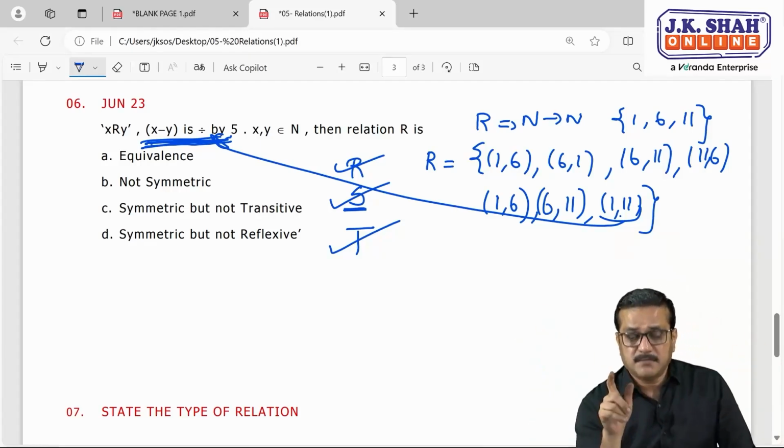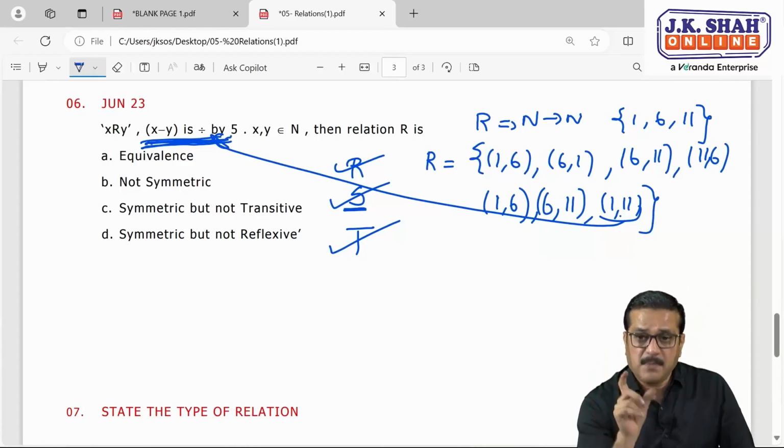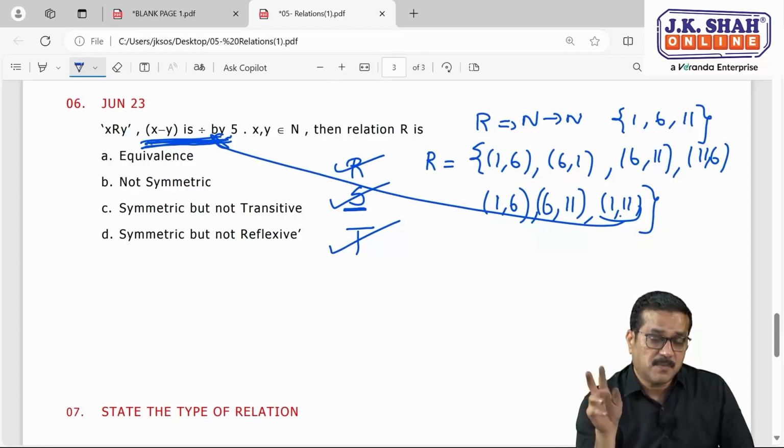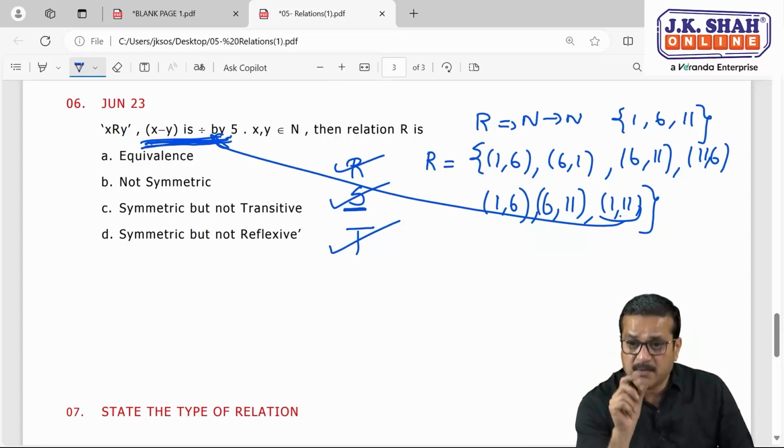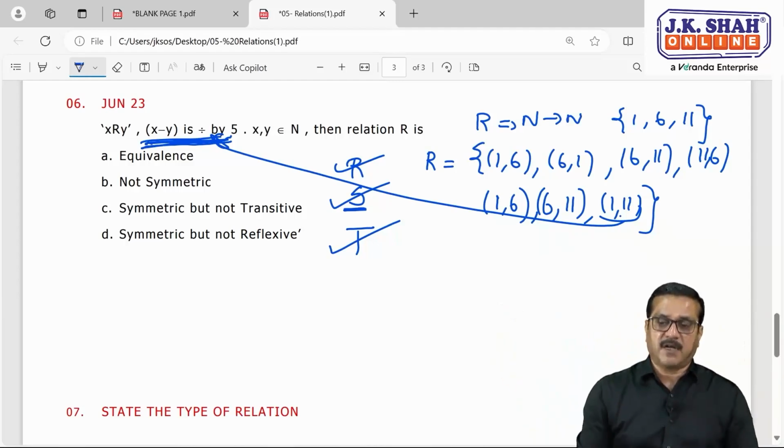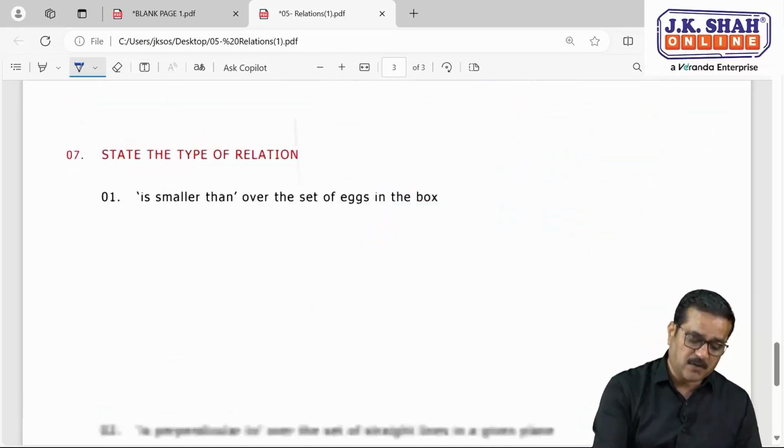If A, B and B, C were both in R, when will this happen? When will A, B and B, C be in this R? Only when the gaps between A, B and B, C are multiples of 5. Then the total gap A to C will be a bigger multiple of 5. A to B was 10, B to C was 5. Now the gap is what? 15, a bigger multiple of 5. Transitivity had to be satisfied. So my answer turns out to be equivalence. All three got satisfied. Wow.